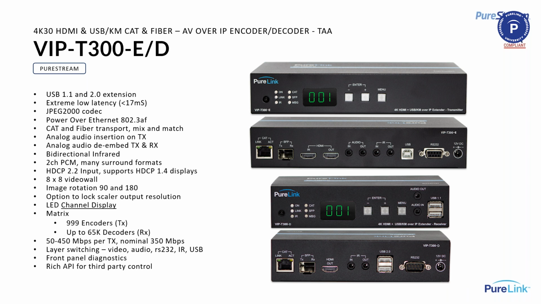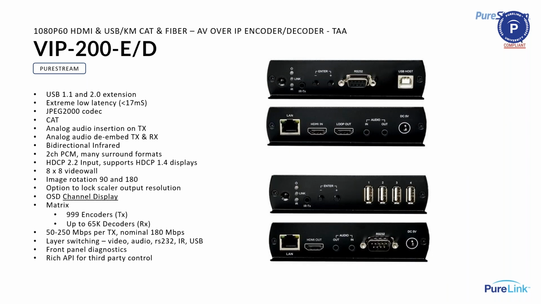Okay, so let's take a look at the 200. Now the 200, this is actually the very first AV over IP product we brought to market. This was back in 2014. So this has many, many years of reliability evidence in the market, in casinos and restaurants and so on. It still also is TAA compliant, but now we're in 1080p 60, and that's what this product is capable of doing. Other than that, it has all the features of all the models we've already looked at. It still uses the channel topology, but it does it on screen.